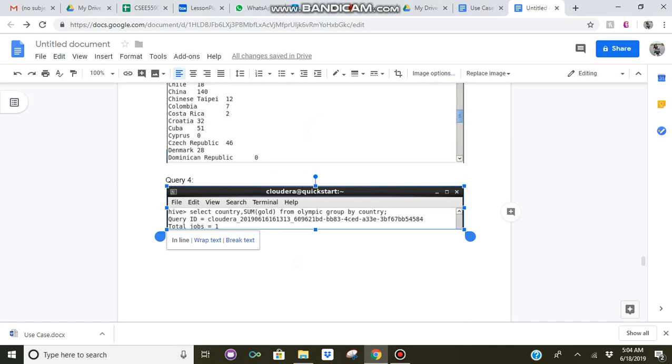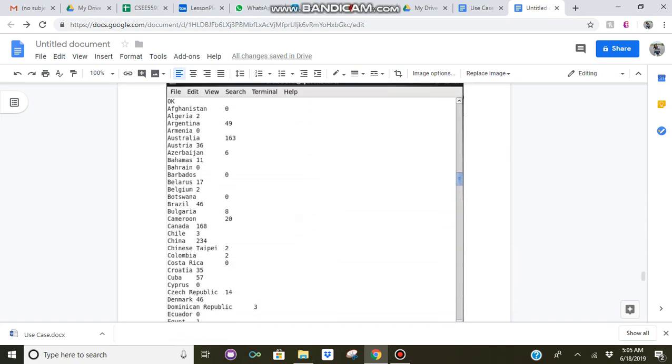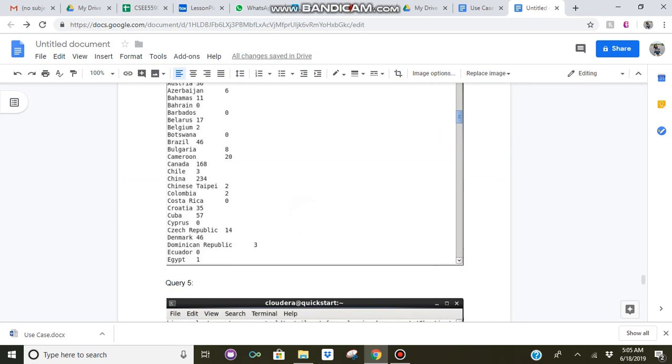And the fourth query is about the number of gold medals each country won. So first we are selecting the country and the total number of gold medals from the Olympics dataset, and we are grouping it by country. So this is the list of countries which have won gold medals.